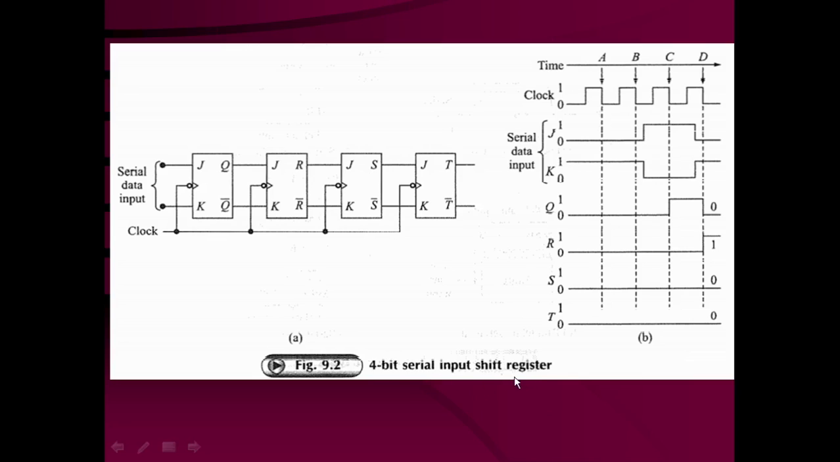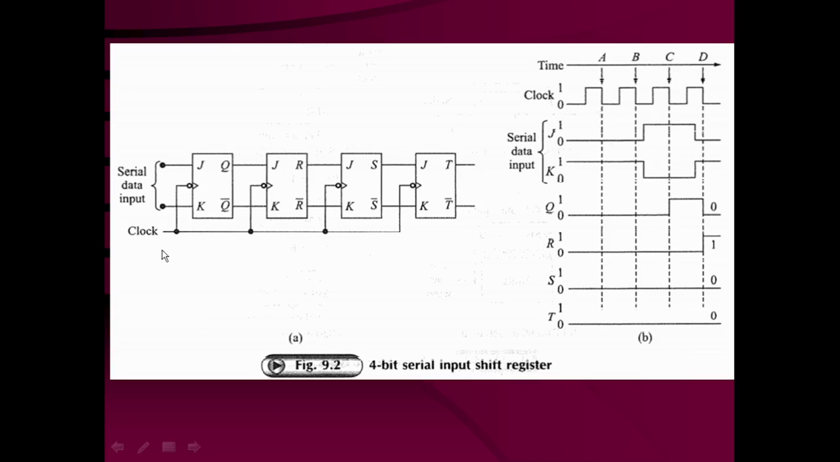A 4-bit serial input shift register using JK flip-flops is shown here. The true side of each flip-flop, the non-inverting output Q, is connected to the J input of the next flip-flop, and Q bar is connected to the K input. Between the first flip-flop's J and K there is an inverter, J is treated as the D input, and that way this effectively becomes a D flip-flop.